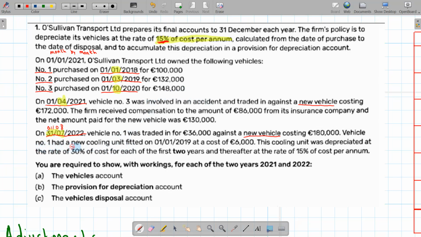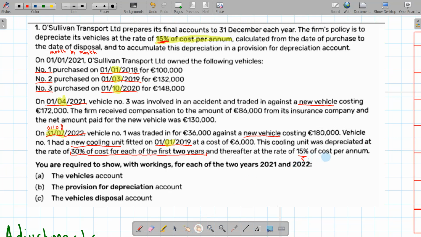Okay, so a new cooling unit, again, the first of 2019, so be wary of the month, at the cost of 6,000. This cooling unit was depreciated at the rate of 30% of cost for each of the first 2 years. This is just a trick to try and separate the really good students from the good students. So the first 2 years we charge 30%, and thereafter it's going to be 15%. That's not too tricky when we get into the nuts and bolts.